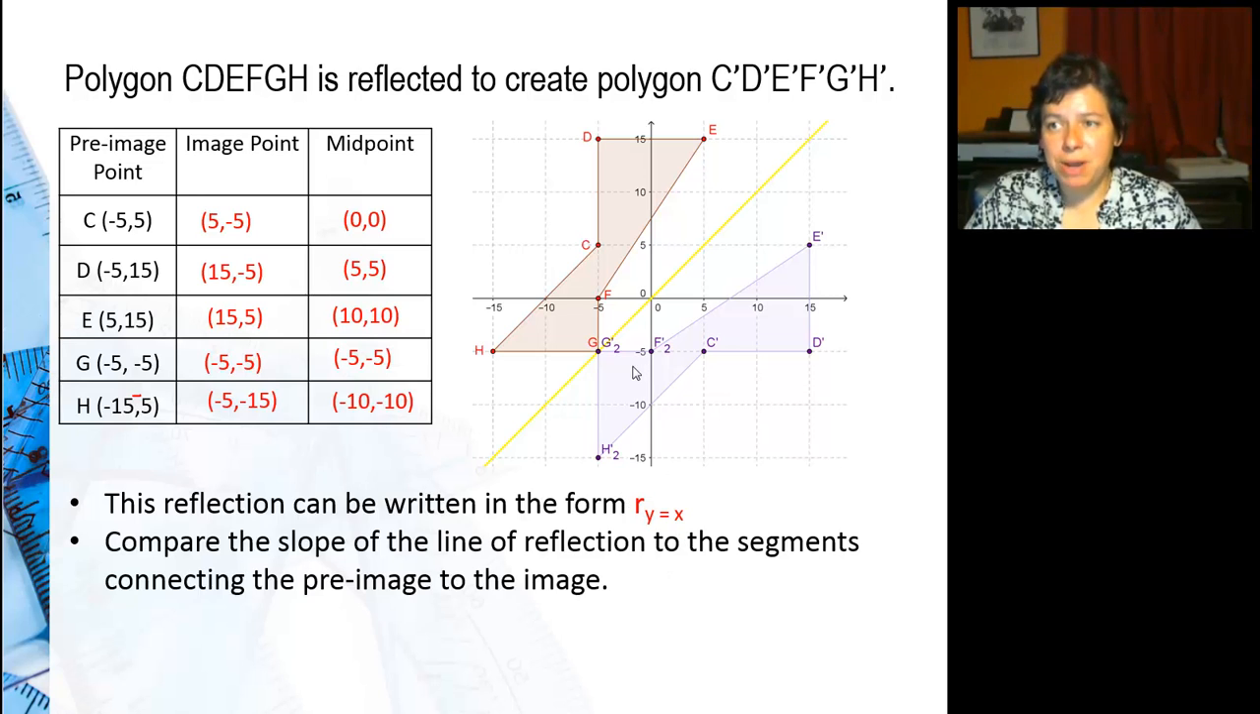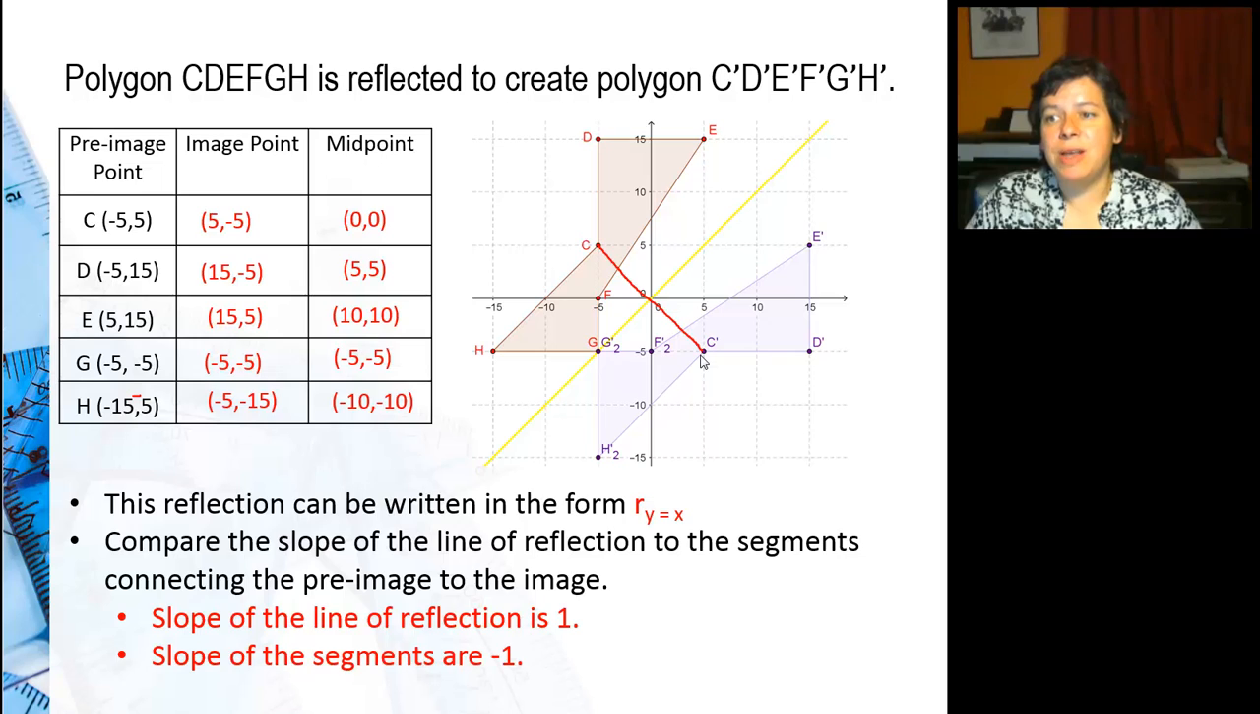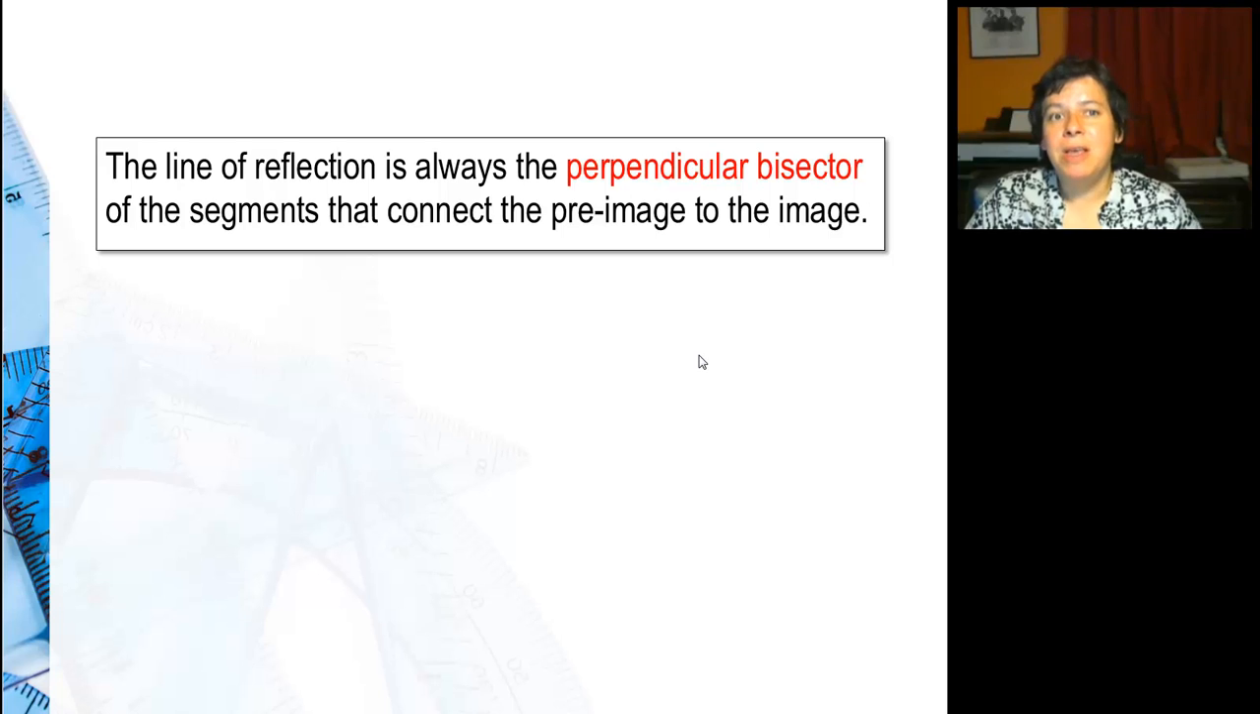So compare the slope of the line of reflection to that of the segments connecting the pre-image to the image. Well, you can see the slope of the line of the reflection is 1. It goes up 5 over 5, which is 1. Or you could say up 10 over 10, still 1. Then if I connected these two right here, that slope would be down 10 over 10, so it'd be -1, which means they're perpendicular. So the line of reflection is always the perpendicular bisector of the segment for two reasons.